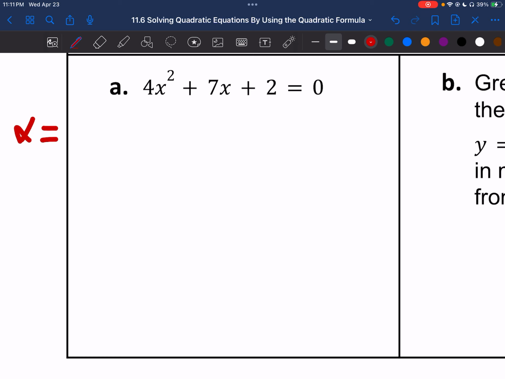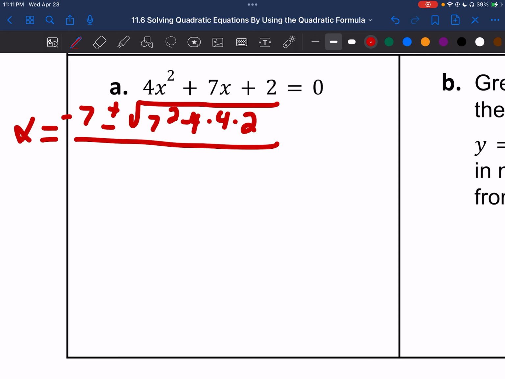Now, what I want you to do is hold off on rounding until the very last step. And we're going to leverage our calculators and use them to our advantage. So we're going to set it up the same way, though. We've got the opposite of b, plus or minus the square root of b squared minus 4 times a times c, all over 2 times 4.